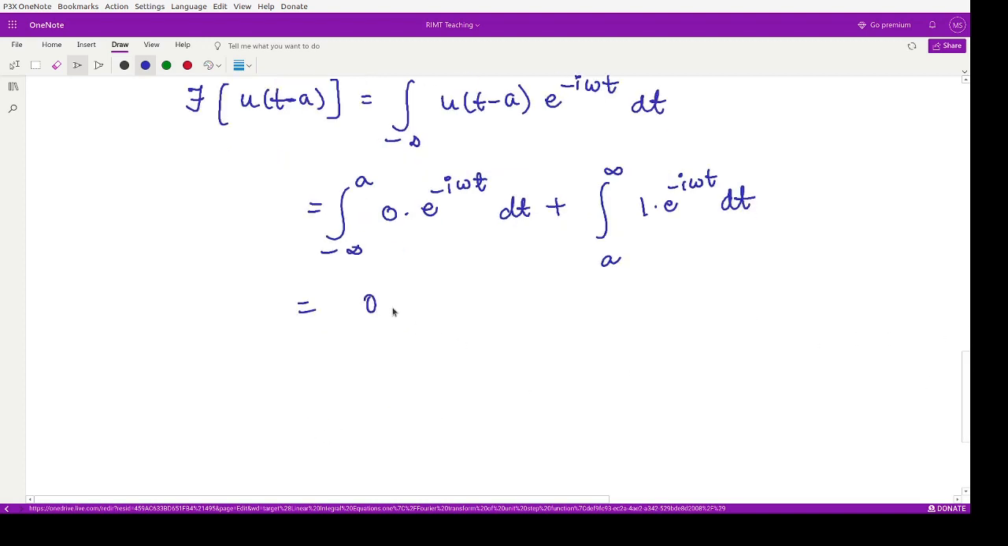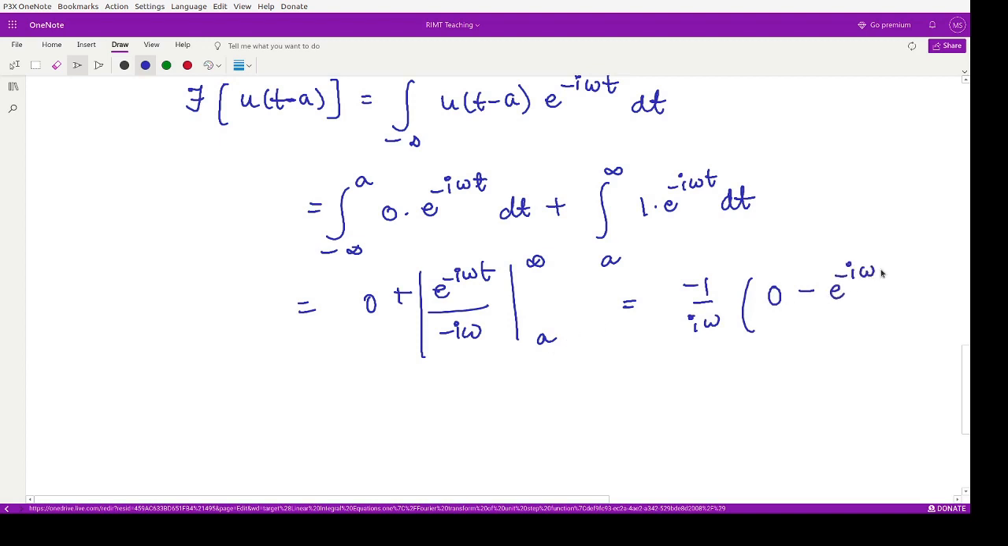For the second term, its integration is e to the power minus iota omega t divided by minus iota omega, and the limits now vary from a to infinity. So when you substitute infinity here, the first term would be 0, and when you substitute a here, it would be e to the power minus iota omega a. So the final answer here is e to the power minus iota omega a divided by iota omega. So this is the answer, right?